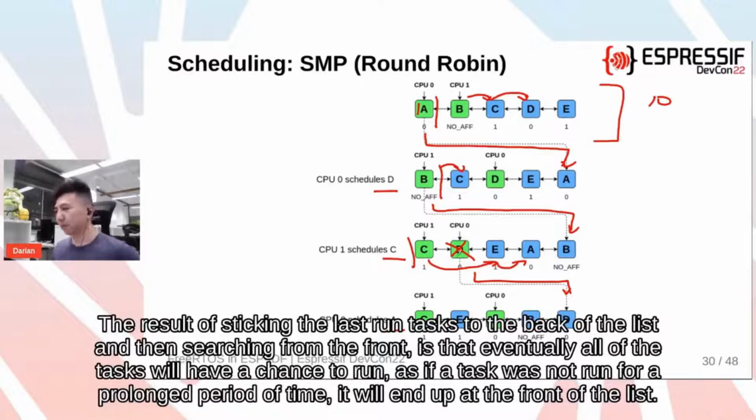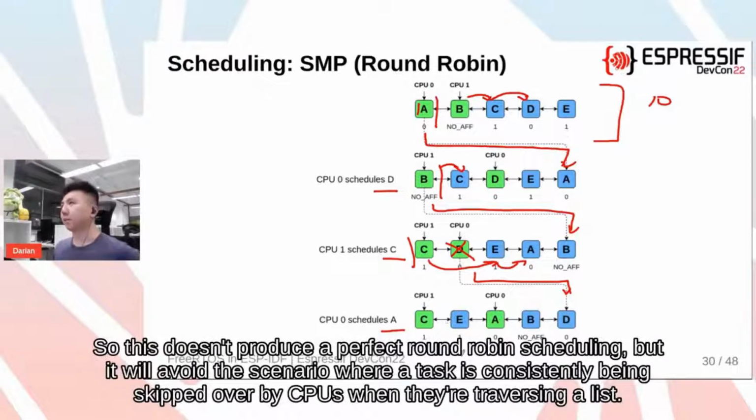The result of sticking the last run task to the back of the list and then searching from the front is that eventually all of the tasks will have a chance to run, as if a task was not run for a prolonged period of time, it will end up at the front of the list. So this doesn't produce a perfect round-robin scheduling, but it will avoid the scenario where a task is consistently being skipped over by CPUs when they're traversing a list.